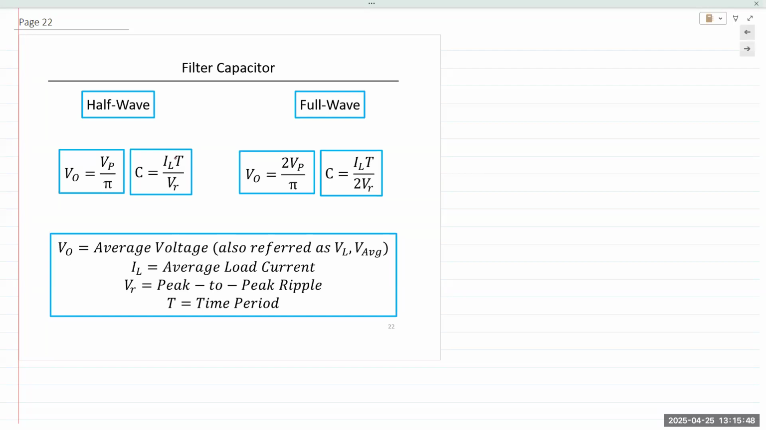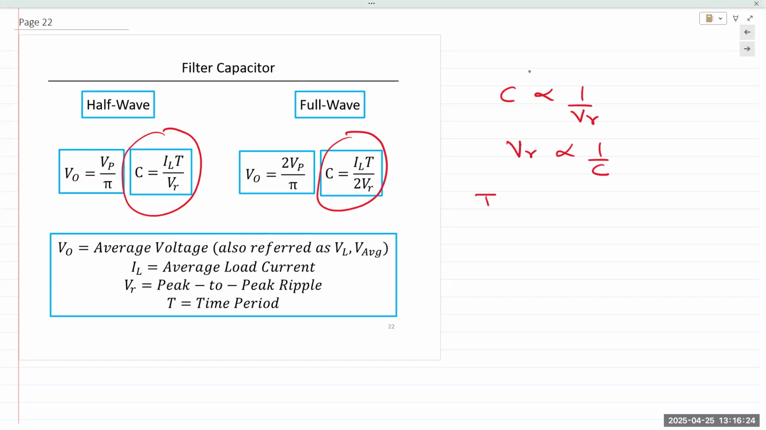The equation that relates the capacitor to the ripple voltage is given right here for both half-wave and full-wave rectifiers. If we were designing a system for a particular application and we were to choose a value of a capacitor, VR is inversely proportional to the capacitor, right? The larger the capacitor, the smaller the ripple voltage. T is the time period of the waveform.